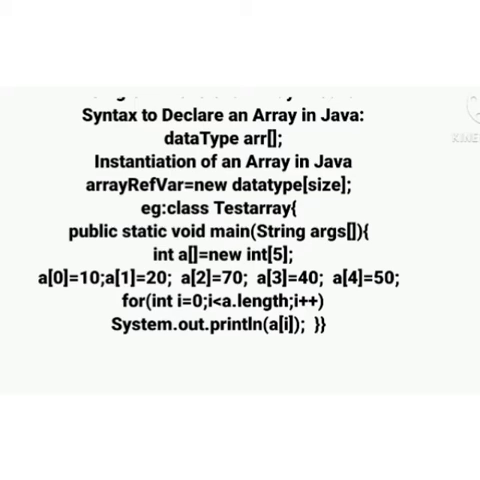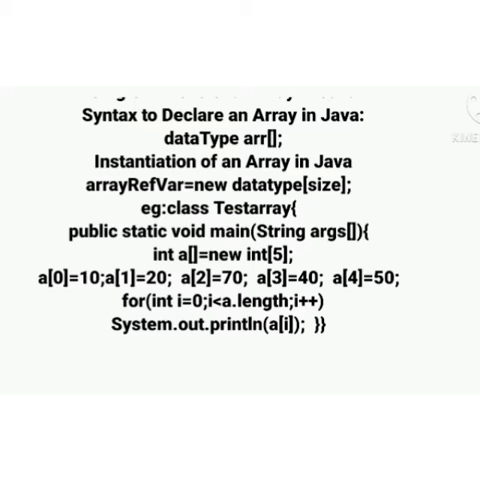Array reference variable is equal to new data type of size. Here we are using the new operator for this instantiation. Example: class TestArray, public static void main(String[] args), int a = new int[5]. We have taken the array size and data type int, and the new operator will take a[0] 10, a[1] 20, a[2] 70, a[3] 40, a[4] 50.